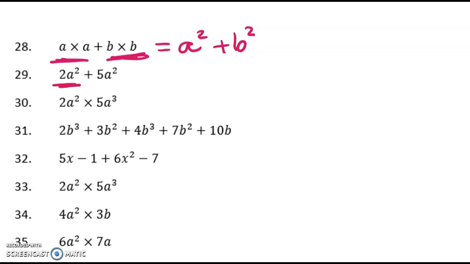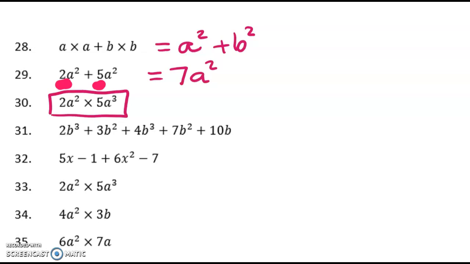And this one here, I'm adding 2a squared and 5a squared. Now, the variables are exactly the same. I've got an a squared and an a squared. So, we can add them together. And we started with 2, and then we had 5 more. So we have 7a squared.